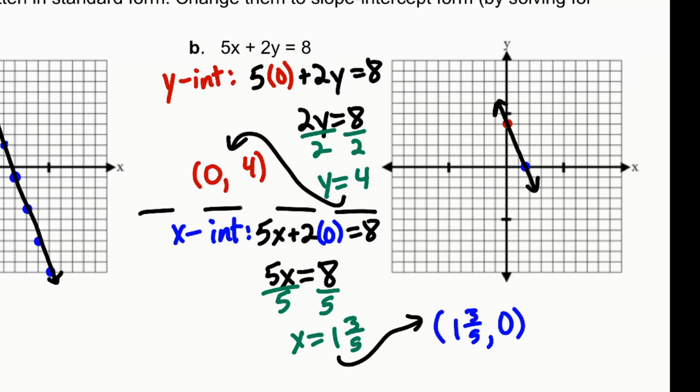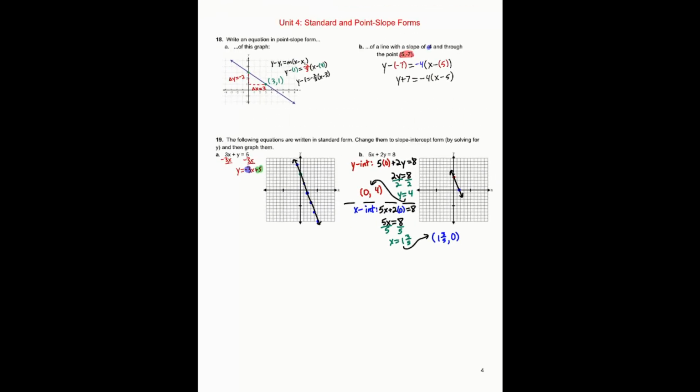I could do more to try to figure out other points on the graph, but I think we can save that for another time and call that the end of the video.